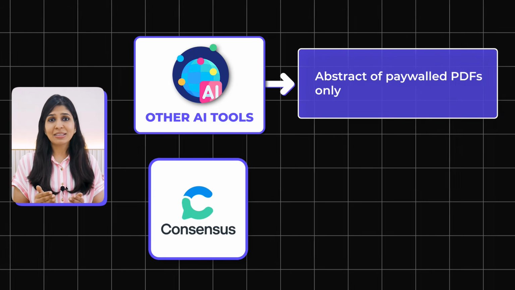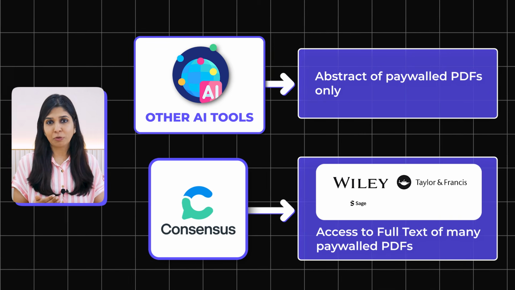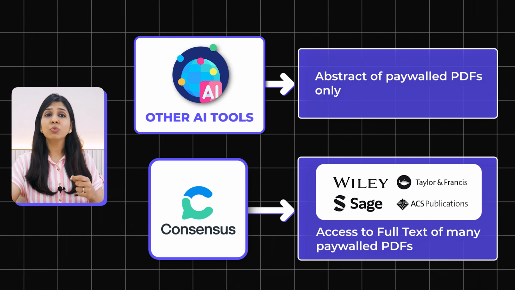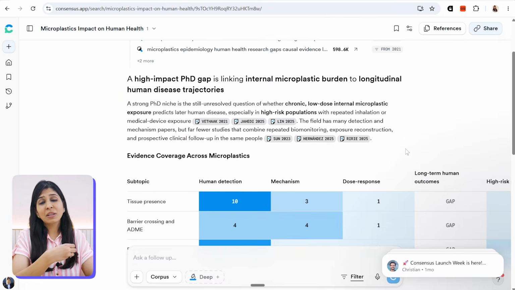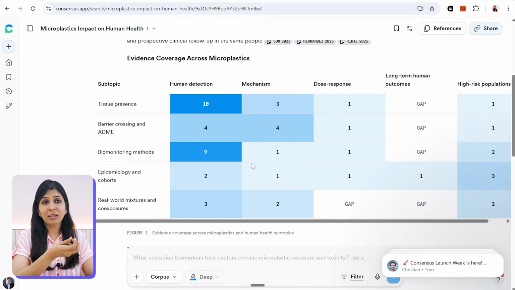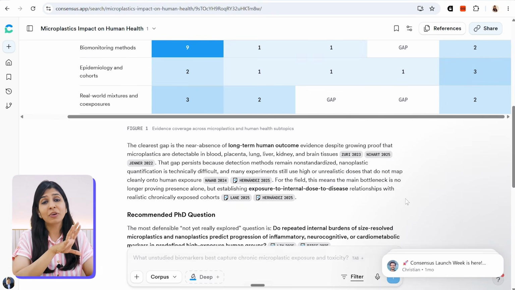But Consensus has partnered with a lot of publishers. So it's actually able to go through the full text of even the paywalled PDFs to give you the answer. This means that the quality of information that you're getting is much more in depth and much more reliable for your studies.